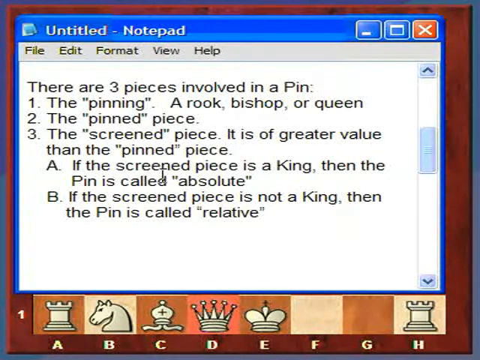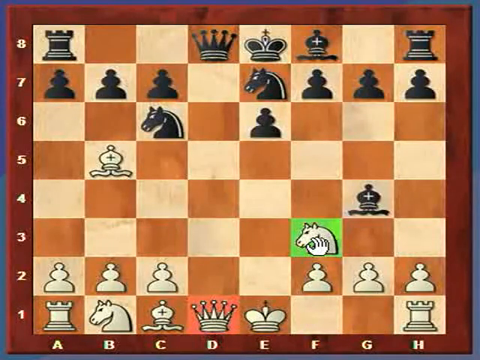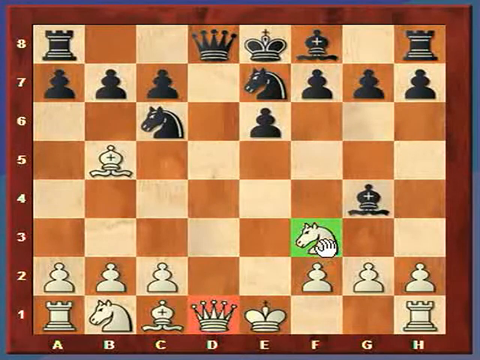Okay, and then just to cover a little bit more, if the screened piece is a king, then the pin is called absolute, and if the screened piece is not a king, then the pin is called relative. In my situation here, we actually had a relative pin because the pinned piece, the knight, is not the king. And what really is the difference between absolute and relative is that in a relative pin, the pinned piece can actually move, where in the other pin on the board, the pinned piece cannot move.